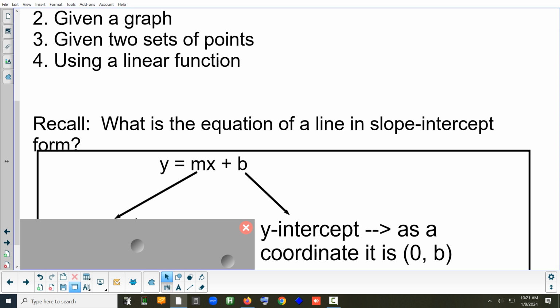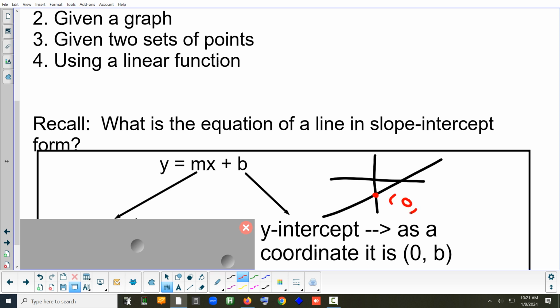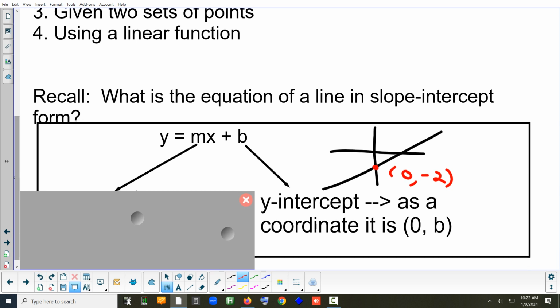Okay, and remember what that means. If you have a line like that, that's the y-intercept. It means where it crosses the y-axis. So this one might be like (0, -2). When you write it as a coordinate, it always has a 0 in the first number because you have to if you want to be on the y-axis. All right, so that's the b.